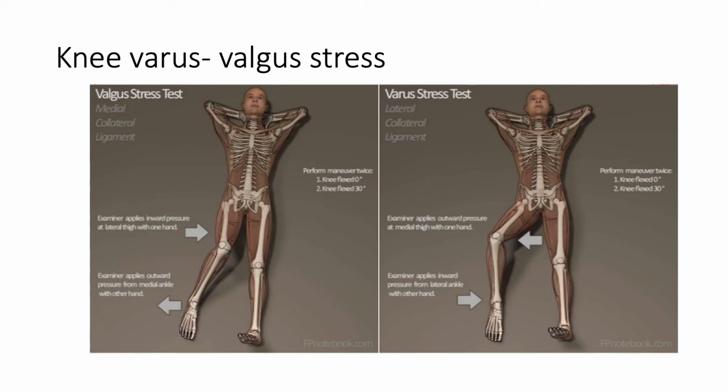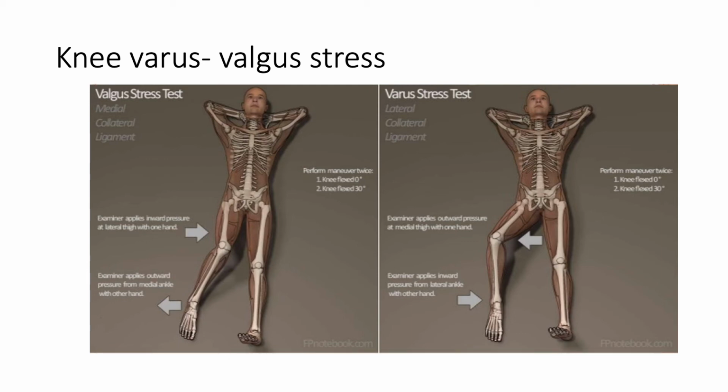There are two versions to this test, valgus at 0 and valgus at 30 degrees. When performing the test at 30 degrees, the MCL is the primary stabilizer, but the joint capsule is also tested. When tested at 0 degrees, the MCL, the medial joint capsule, and the ACL and PCL are also stressed.